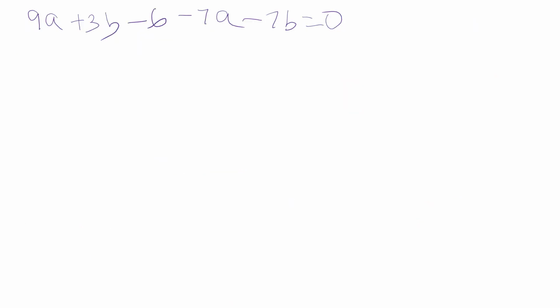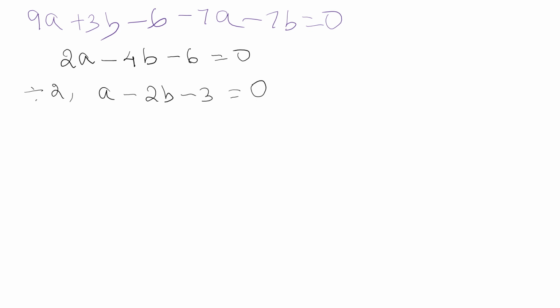So now we are going to simplify the like terms. We get 9a minus 7a is 2a, and 3b minus 7b is minus 4b, minus 6 is equal to 0. So we can divide this full equation by 2. So you get a minus 2b minus 3 equal to 0.